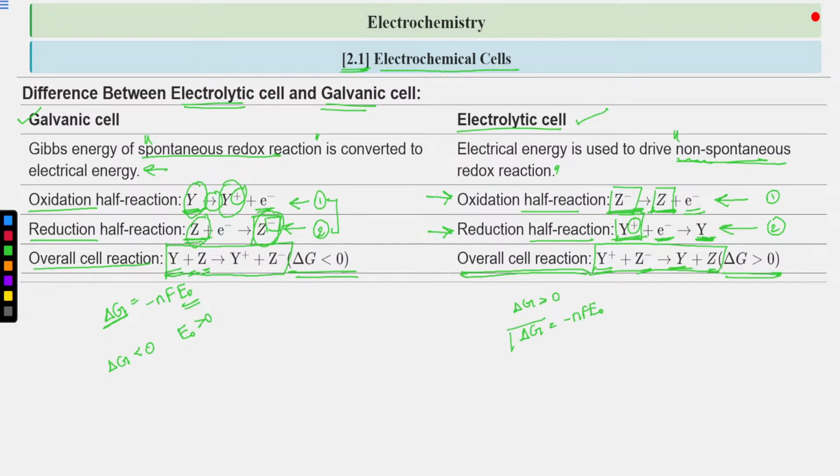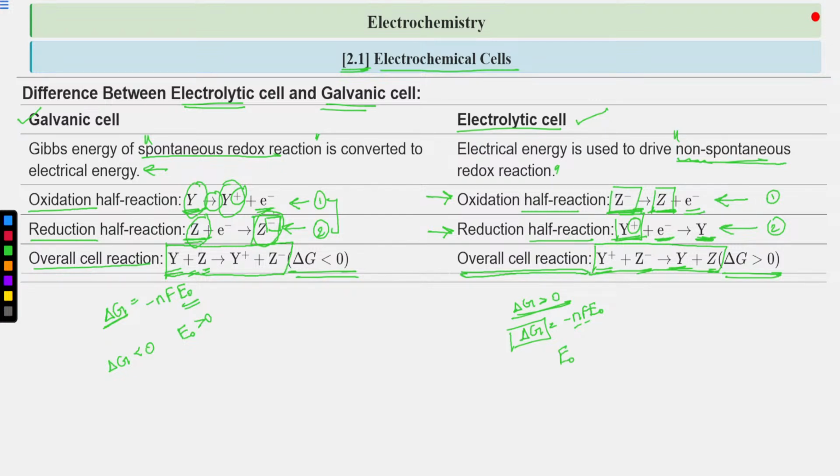If this is greater than 0, that means it is positive. What does that mean? Here on the right hand side, the E naught value is the only changing term, because n and F will be constant. F is the Faraday constant, n is the number of moles of electrons interchanged, and it can't be negative. So E naught can be positive or negative, but it is given that del G is positive for an electrolytic cell. So if this side is positive, that means the E naught is negative.